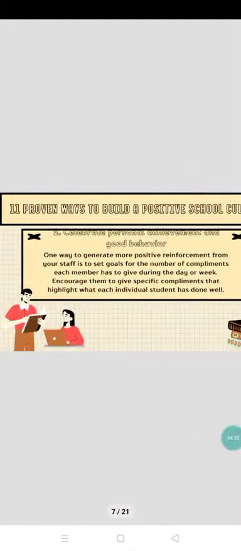Number 2, celebrate personal achievement and good behavior. One way to generate more positive reinforcement from your staff is to set goals for the number of compliments each member has to give during the day or week. Encourage them to give specific compliments that highlight what each individual student has done well.